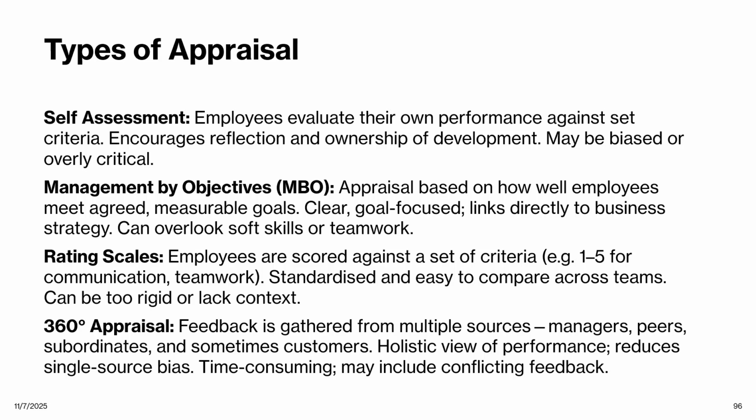Then we have MBO, which is management by objectives. This is appraisal based on how well employees meet agreed measurable goals. So clear and goal focused, this links directly to business strategy. However, this can overlook soft skills or teamwork factors. Then we have rating scales. This is where employees are scored against a set of criteria, for example, 1 to 5, for communication and teamwork. Standardised and easy to compare across teams. However, this can be too rigid or lack context.